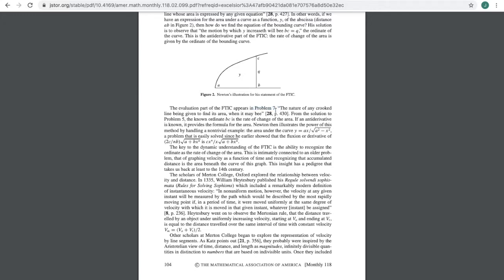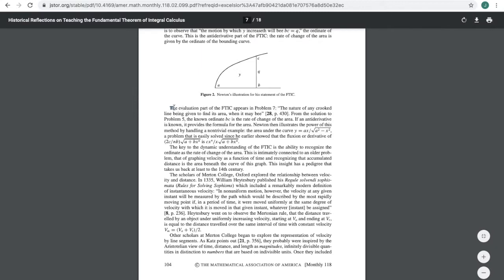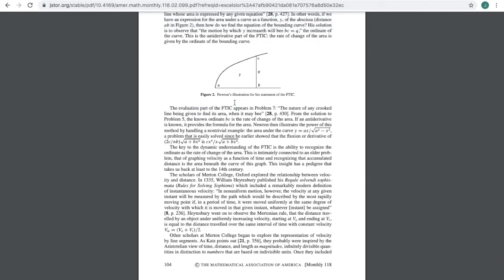Okay, and as far as I know, 7 is bigger than 5, so problem 7 came after problem 5, alright? Which means that whatever theorem is stated in problem 7 should be number 2, and this is where Newton states the evaluation part of the fundamental theorem of integral calculus. That is, how to compute the Riemann integral from a to b of a given function.